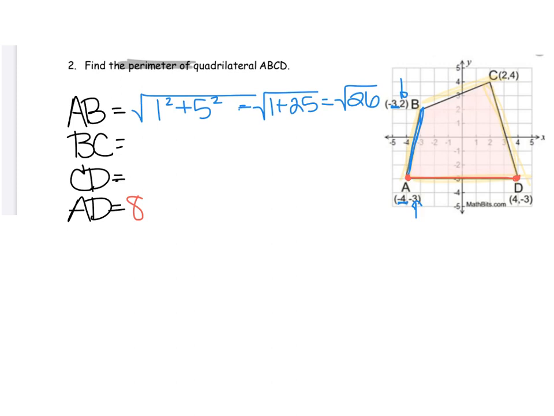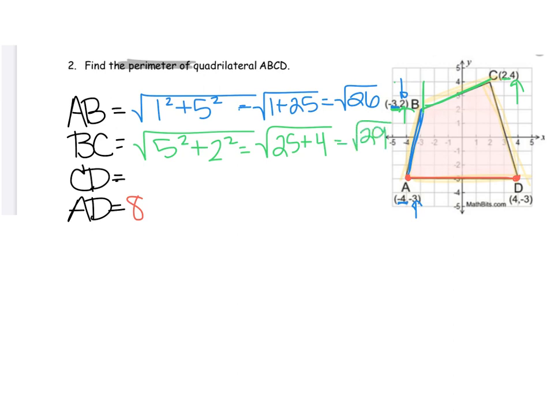Next, I am going to find the length of BC. My change in x brings me from -3 to 2, so that's 5. My change in y is 2. That brings me from 2 to 4, which means that the distance between those 2 points, using that distance formula or Pythagorean theorem, is 25 plus 4. Take the square root. That gives us the square root of 29. So the square root of 26 is a little more than 5, and the square root of 29 is a little bit more than that, so closer, a little bit closer to 6.